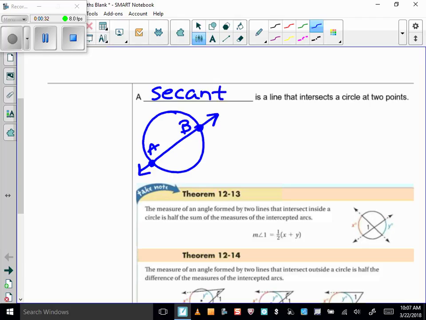A secant is a line that intersects a circle at 2 points. And as you can see here, AB is also a chord, right? Segment AB is a chord. So sometimes you'll hear a chord referred to as a secant segment, but the line itself is known as a secant. A line that intersects a circle at 2 points.